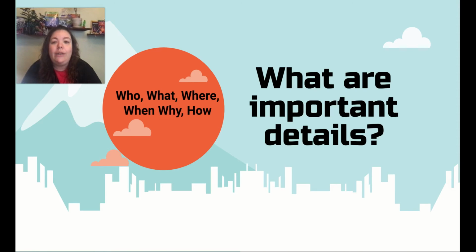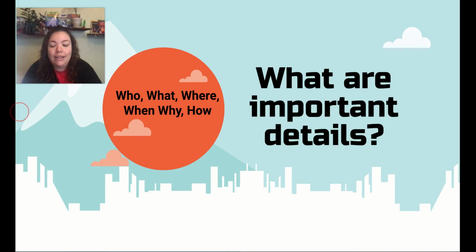Who's in the story? What are they doing? Where are they? When does it take place? Why does it take place, and how? So if you're looking at those type of words, who, what, where, when, why, how, those question words, it's really going to help you find important details in the story.